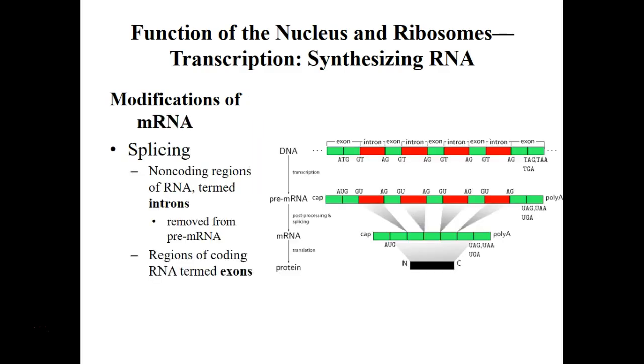So we're going to modify the DNA, and the first thing we have to do is all the regions of our DNA that don't code for proteins, these are called introns. And I think of introns as commercials.